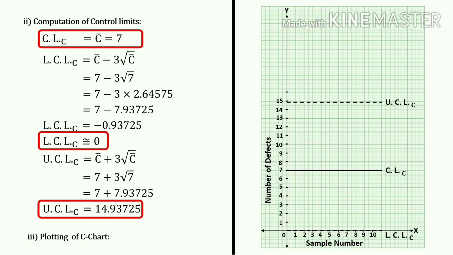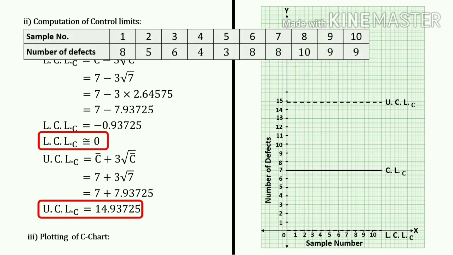Now the next step is to put the points on this graph as per the data given. For sample 1 there are 8 defects, so we make a dot on the sample number 1 line corresponding to 8 on the y-axis, so the point is here. For the second sample we put it against 5, for the third it is 6, next is 4, next is 3, 8, 8, 10, 9 and the last is 9.